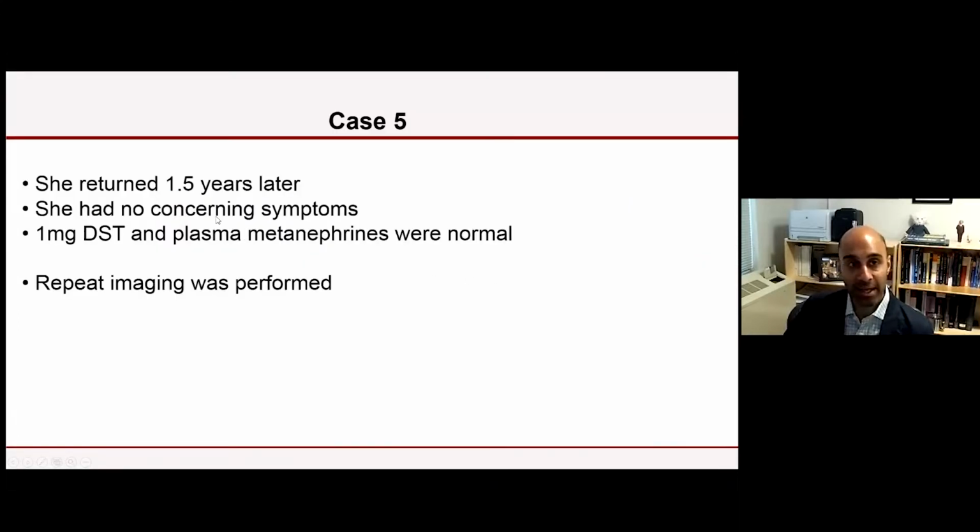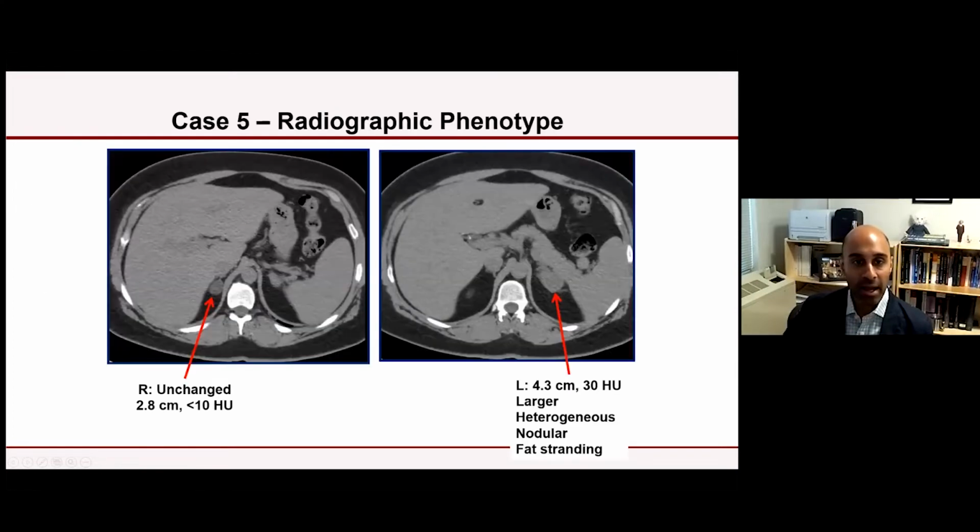She was told to come back in a year. She actually returned 1.5 years later. She still felt fine. She had no obvious symptoms. Now a biochemical evaluation was done, 1 milligram dexamethasone suppression test, plasma metanephrine, since one of the masses was not lipid rich, both normal. And then repeat imaging was done 1.5 years later. And you can see that 1.5 years later, the right adrenal mass is unchanged. It's still a 2.8 centimeter, less than 10 Hounsfield unit mass. So it was lipid rich, adenoma appearing, and you wouldn't have imaged it again. And if you hadn't, you would have been right.